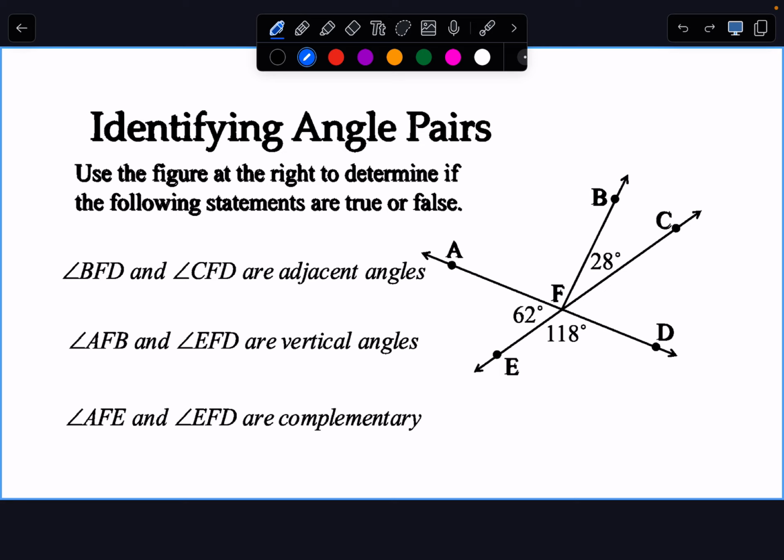So before I give you your assignment in your folder, everybody just look up here. Don't say anything, just think it in your head. Ready? BFD and CFD are adjacent angles. I want you to think true or false. Ready, set, everybody say it. True or false? Say it.